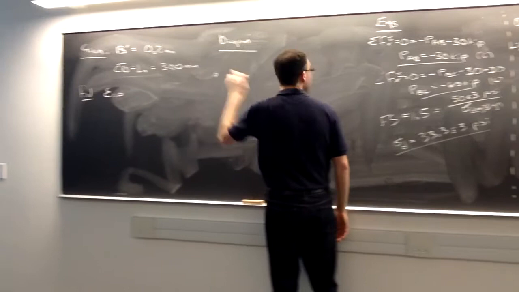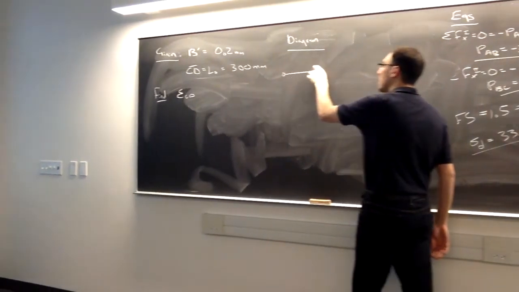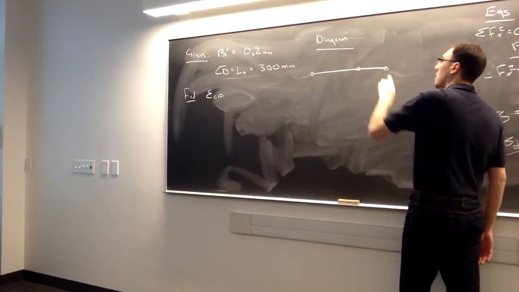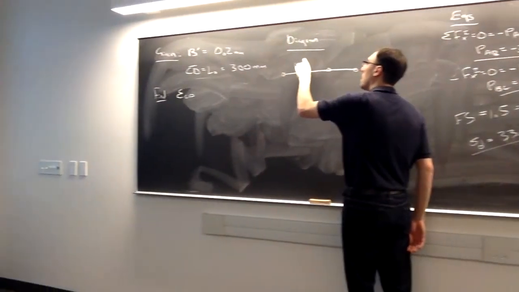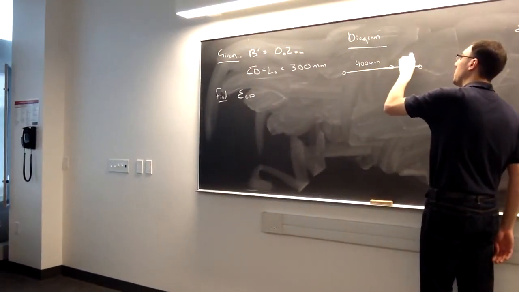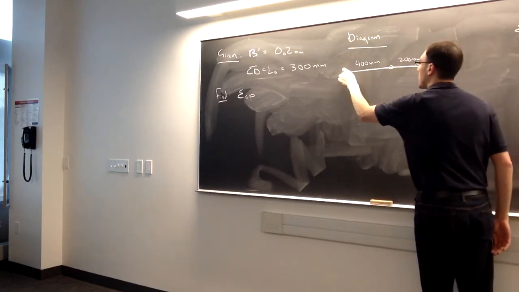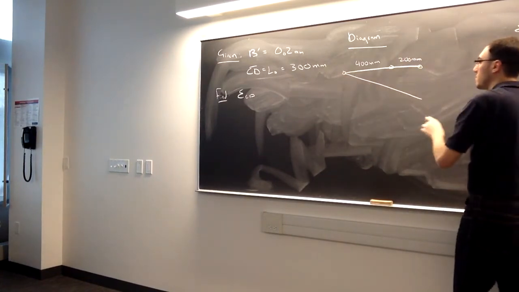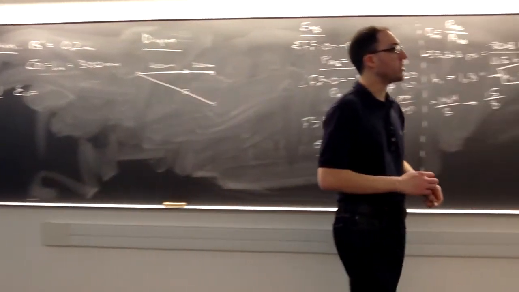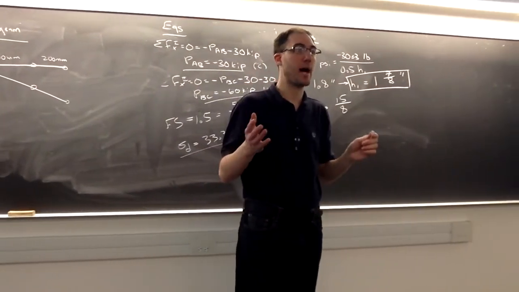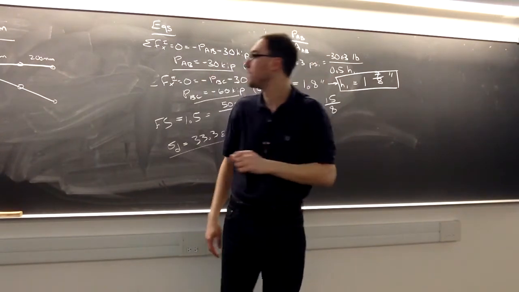So what we can draw is, at point A, originally, our bar looks like this. It's 400 millimeters and 200 millimeters. Again, some artistic license here. When we deform it, the bar's length does not change. It just rotates down.